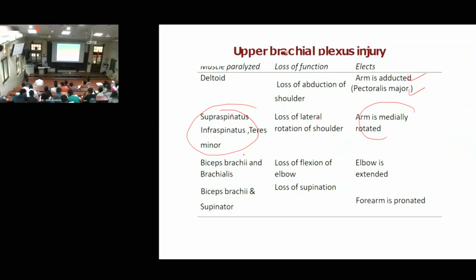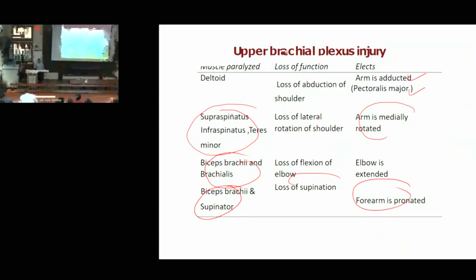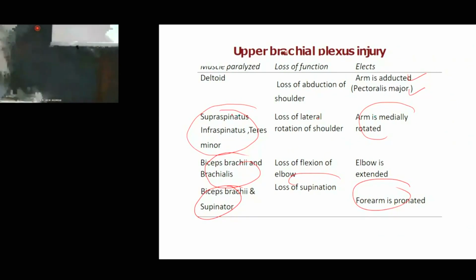Similarly, the biceps, brachialis and supinator are paralyzed. The unopposed action of the triceps causes the extension. With loss of supination, the forearm is pronated. So these are the features of the policeman's tip hand.